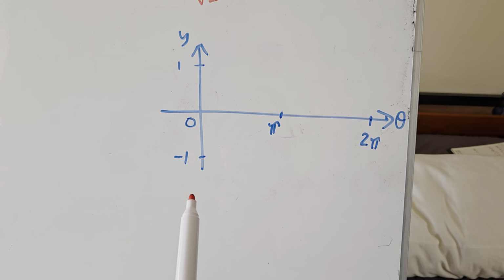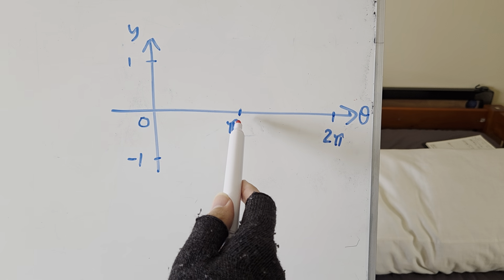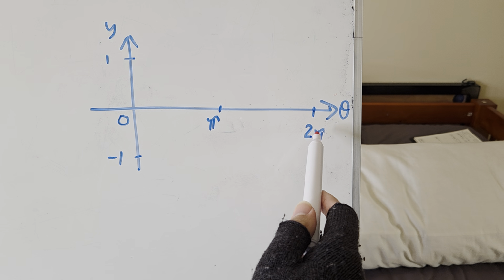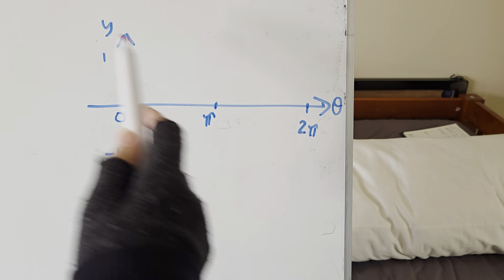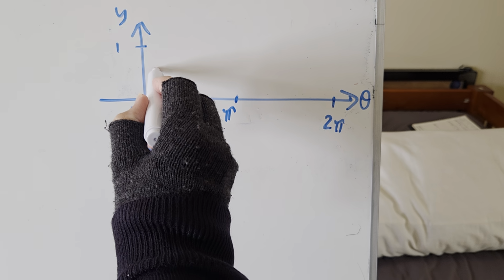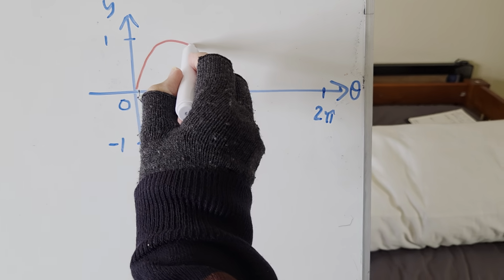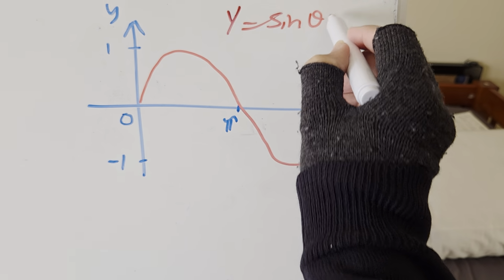So on the Cartesian plane, that's 1, -1, pi is 180 degrees, 2 pi is 360 degrees, from 0 to 360 degrees. The graph of sine theta starts from 0 and then goes that way and then crosses at 180 degrees and then comes this way. That's the graph of y is equal to sine theta.